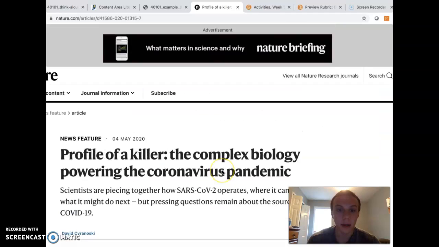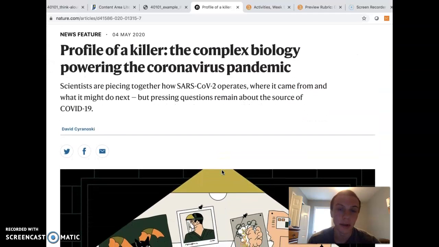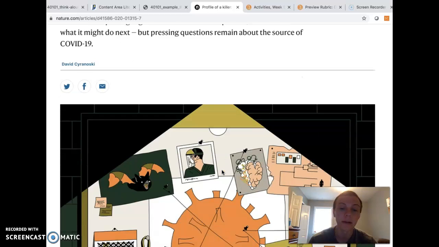All right, and it is called Profile of a Killer, the Complex Biology Powering the Coronavirus Pandemic. The introduction says scientists are piecing together how SARS-CoV-2 operates, where it came from, and what it might do next. But pressing questions remain about the source of COVID-19.